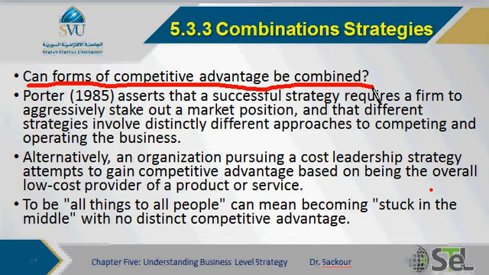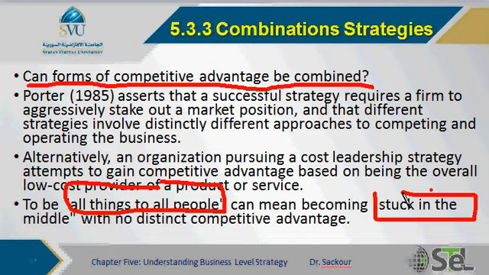To be all things to all people can mean becoming stuck in the middle. All things to all people means stuck in the middle. So don't do this, only if you are really able to do this, only if you have capabilities and you are strong enough to do this.